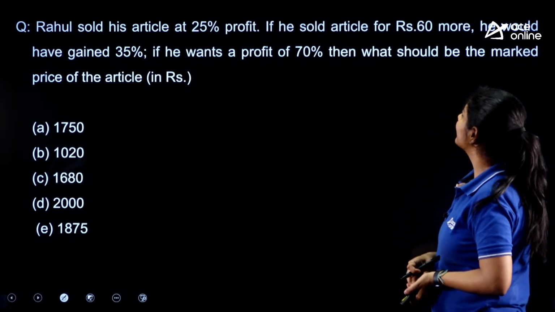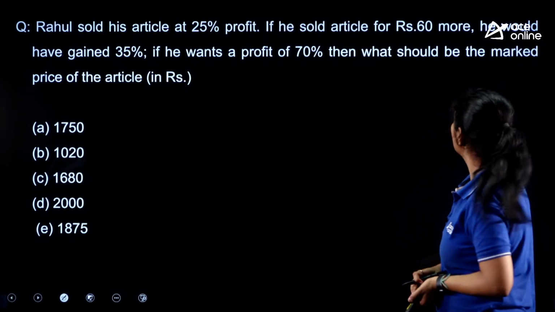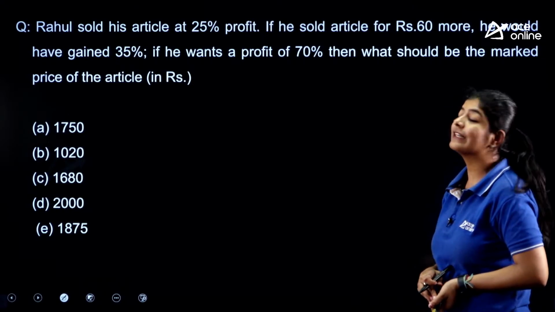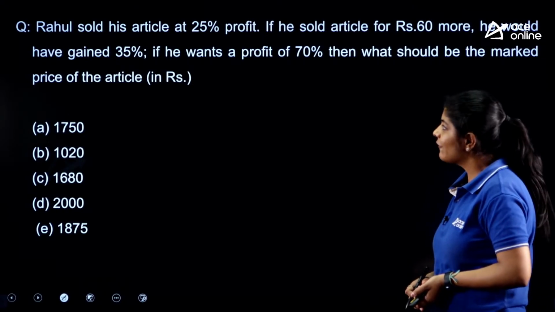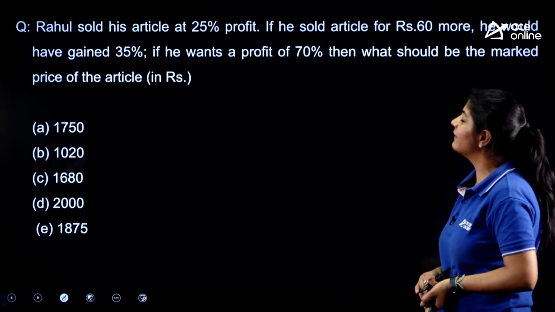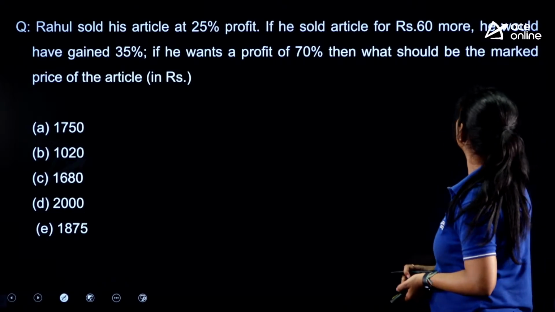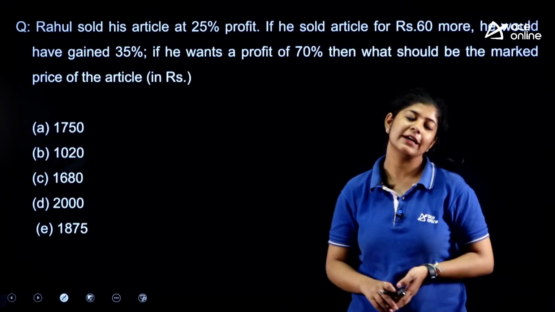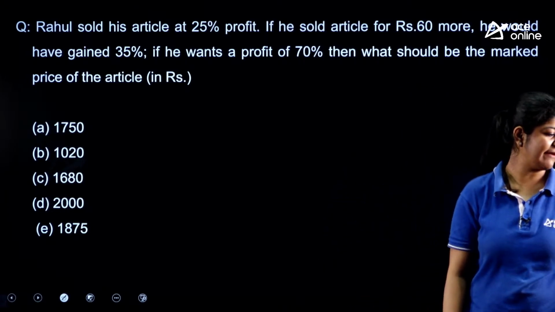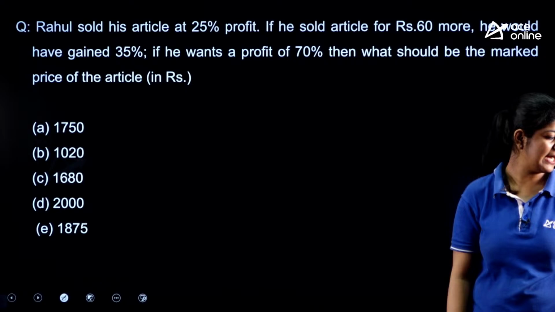Next. The next question says that Rahul sold his article at 25% profit. If he sold the article for rupees 60 more, he would have gained 35%. If he wants a profit of 70%, then what should be the marked price of the article? What we have to do? We have to find out the marked price of the article.